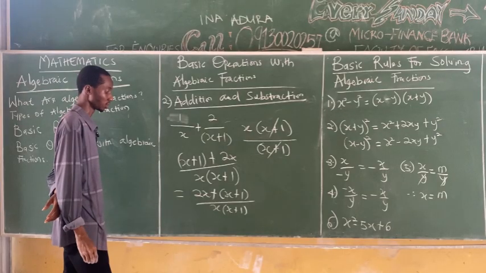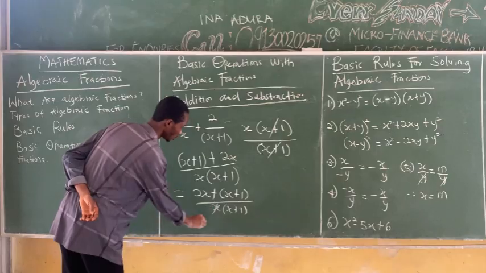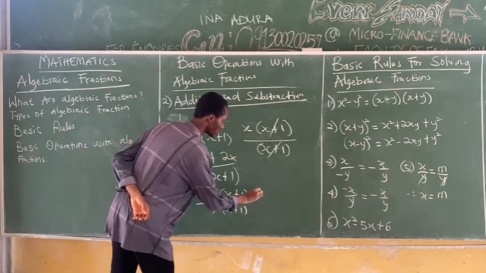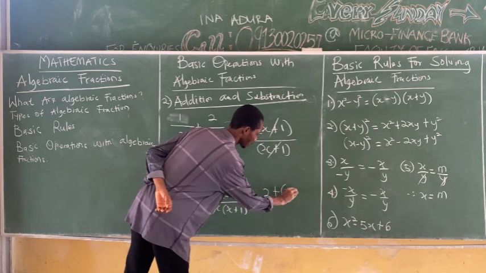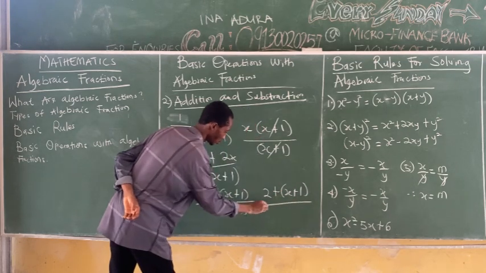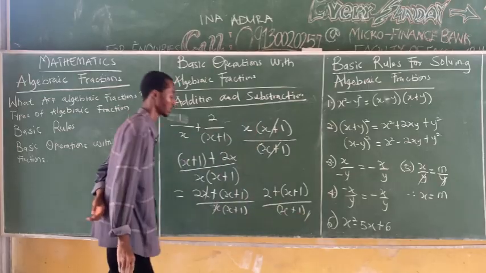There's something common here, right? Yes, this will take away this. You are left with 2 plus x plus 1 all into x plus 1. So this is our final answer.